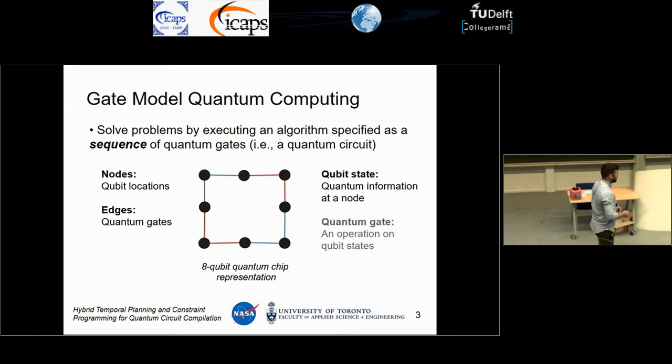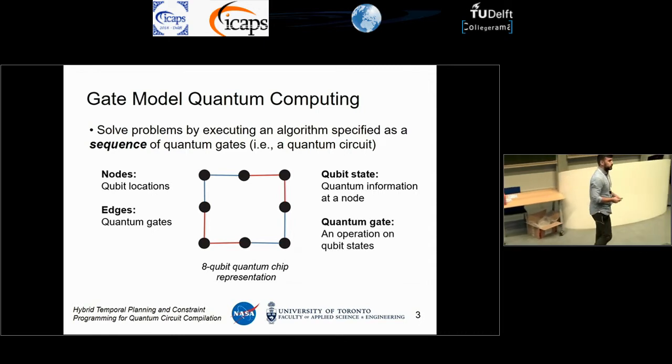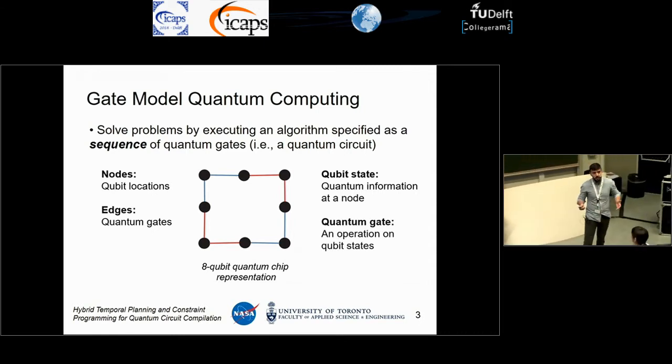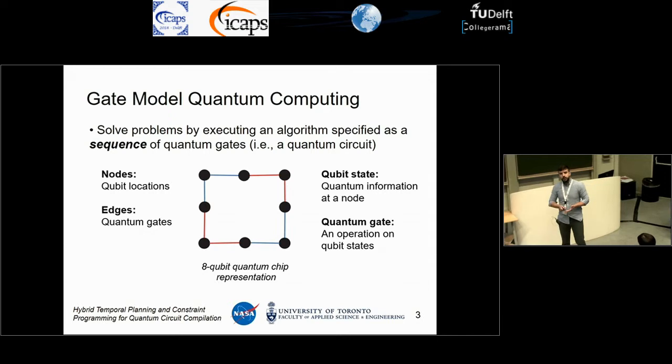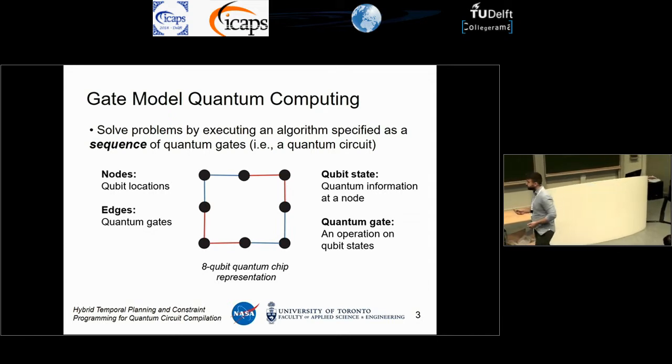A qubit state is actually the information that's held on a node at any given point in time. And then we also have the definition of a quantum gate, which is that it is essentially an operation on one or more qubit states at a time. You'll notice from this graph, our quantum gates only ever operate on 2 qubit states, okay?